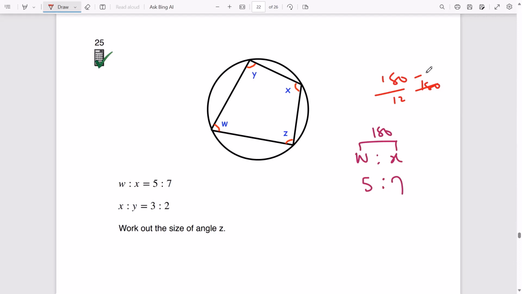Then 15, right? That means the ratio will be 5 lots of 15, and 7 lots of 15. That will be here will be 75. No, W is 75. And X will be 7 times 15. That's 105.